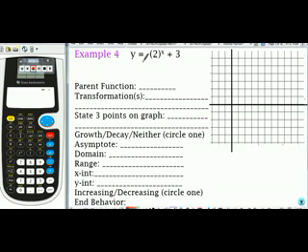Y equals a negative times 2 raised to the x plus 3. My parent function is y equals 2 to the x. Transformations to that. Well, this negative is a reflection. It reflects over the x-axis. What that means is y equals 2 to the x graphs like this. And this one has been reflected, so it is going to graph like that.